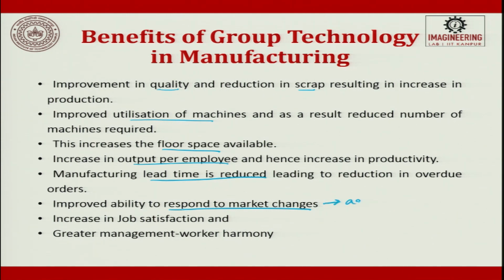So, the agility, depending upon the market requirement, variation in the products can be done very fast. So, agility can be done, job satisfaction is done and greater management worker harmony can happen. So, all these things predominantly go to the benefit of group technology.